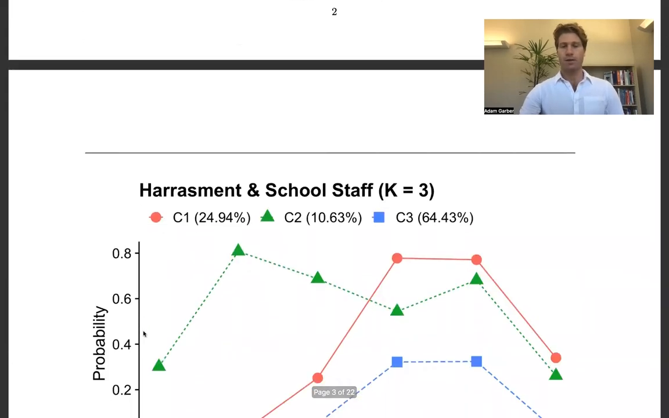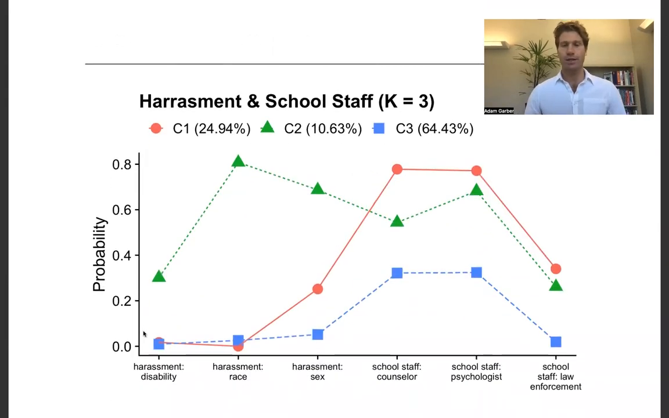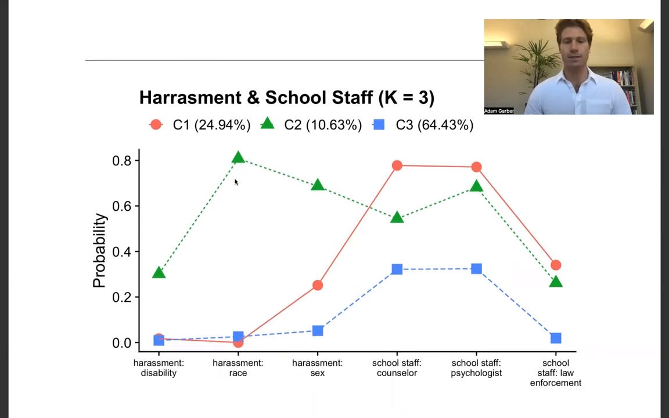And so just for context, here I'm showing the solution that was arrived upon in the enumeration step. So we conducted enumeration, and the 3-class model fit best. And you can see here the class sizes as well as the class indicator patterns.